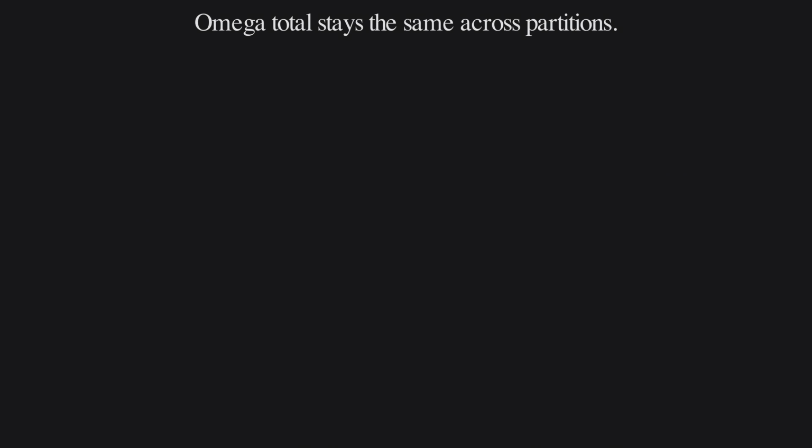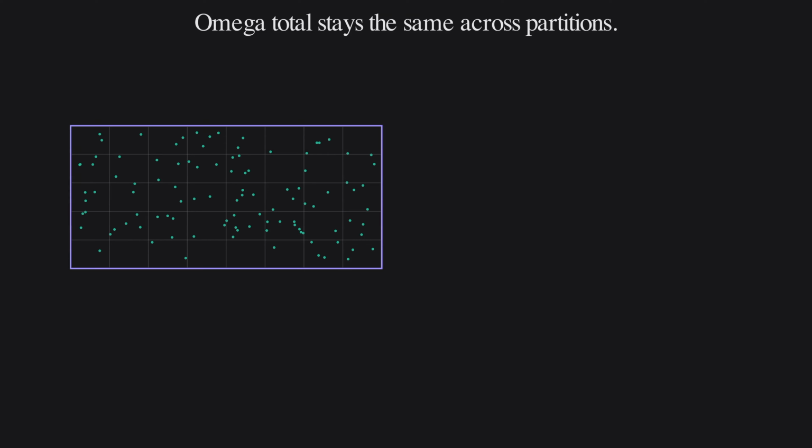Using the product relationship of omega, we can show that omega total remains constant regardless of how we partition the system. When we have a box of free particles, first we can break it down into finer grids. Then we can merge a pair of small grids at a time. Each time, we add a small grid into the merge, which gives us an omega. And omega total will equal the product of these smaller omegas.